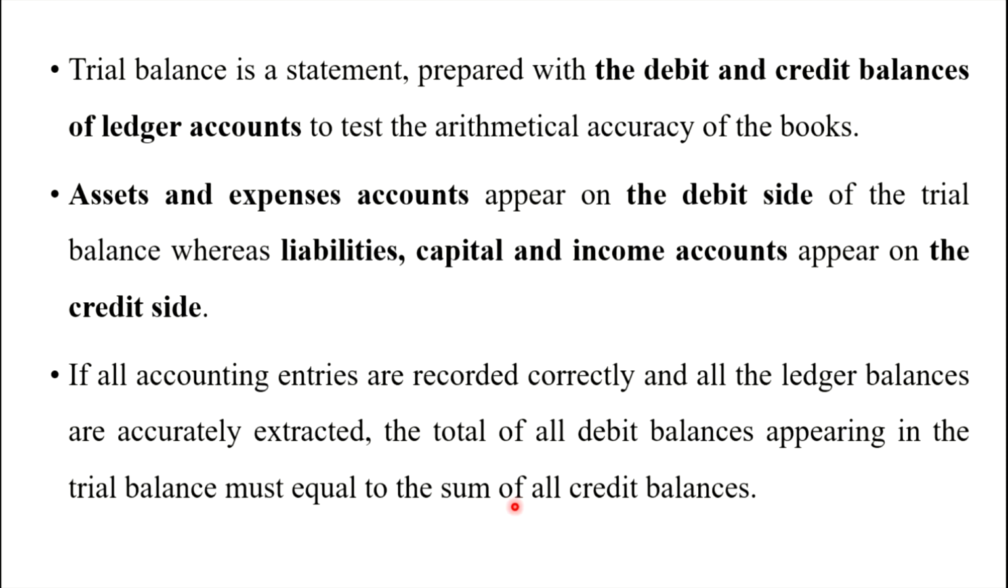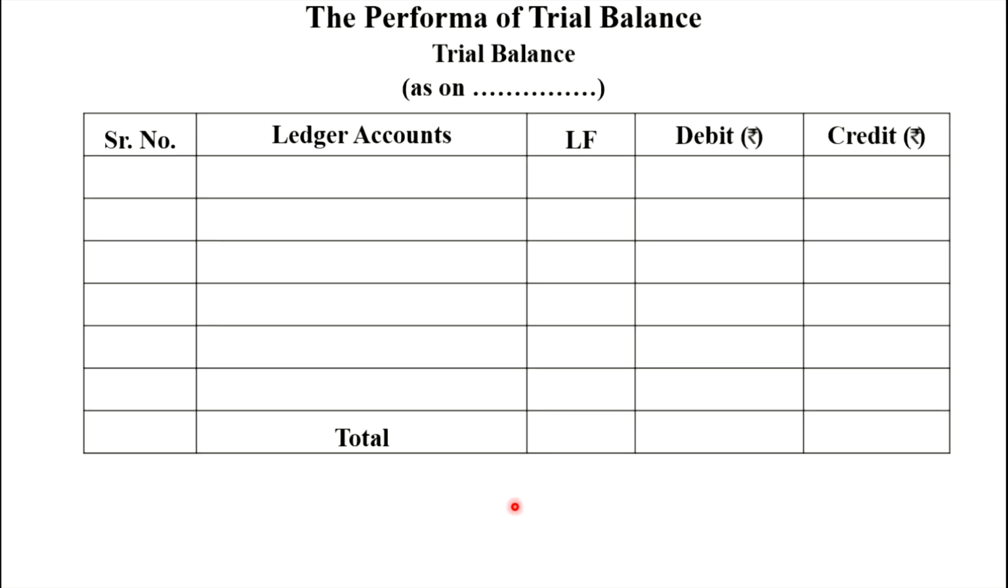Now we are going to see the pro forma of trial balance. This is the pro forma of trial balance. We write down the as on date, that's why trial balance as on. First column is serial number, then ledger accounts, ledger folio, debit and credit. In ledger accounts, we record all assets, expenses, liability, capital and income accounts. Ledger folio means page number in a ledger, then debit and credit balance.